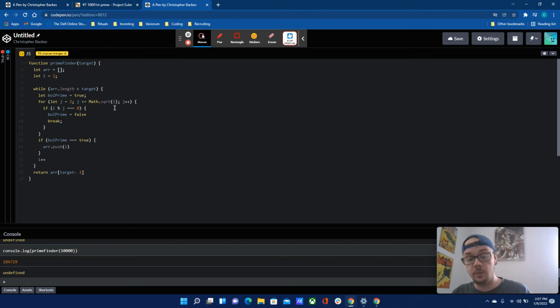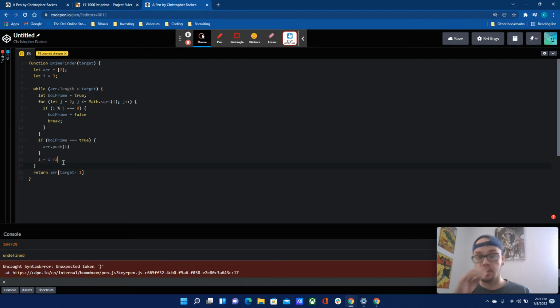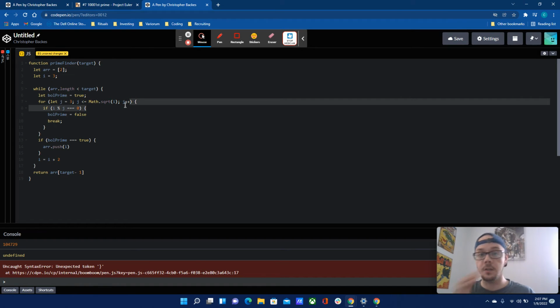We also, if we assume 2 is in it and we start at 3, instead of iterating by 1, we can iterate by 2s, and we're only checking the odd numbers at this point. So we've assumed that 2 is prime, and because of that, let's go ahead and do the same thing here. We don't need to check to see if an odd number is divisible by an even number. It never is.